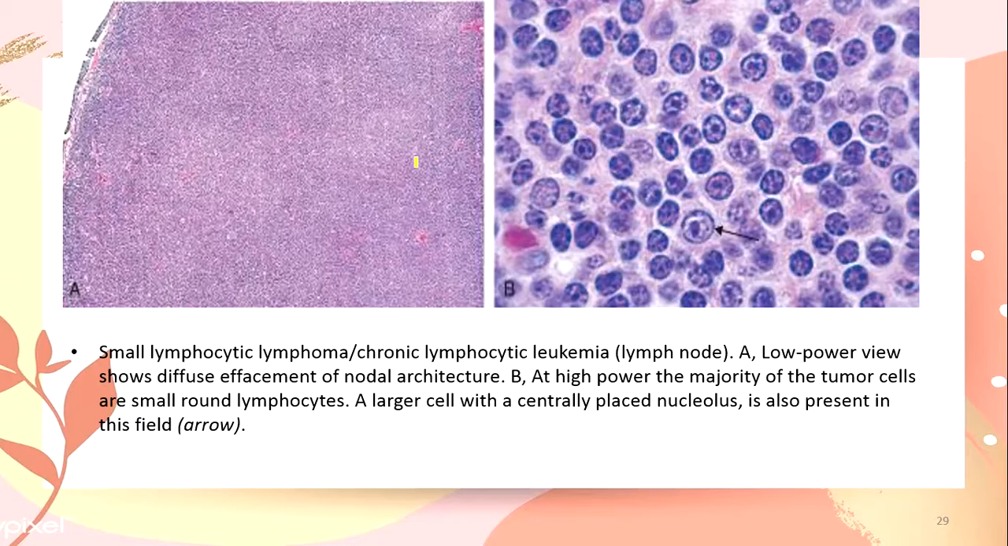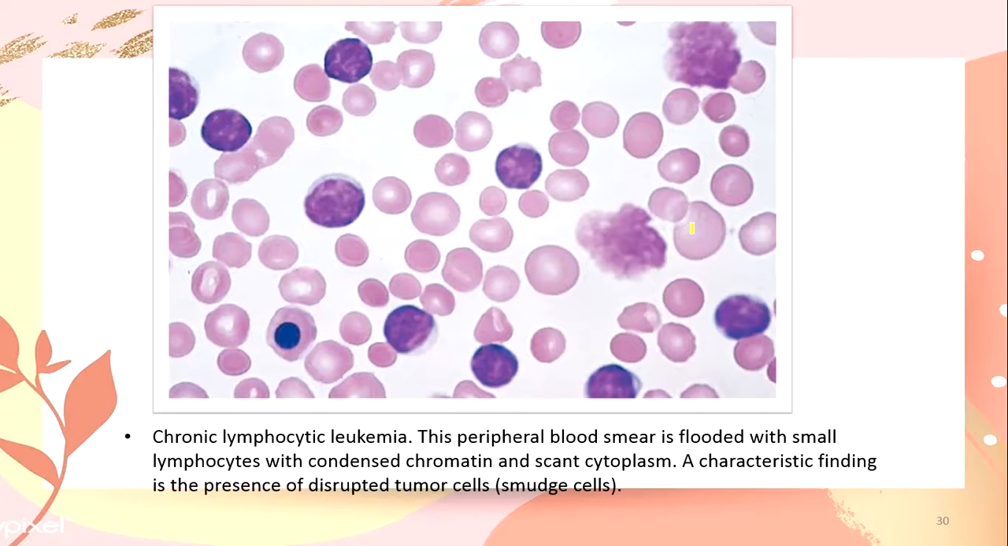On the left side, you can appreciate there is diffuse effacement of nodal architecture by a monotonous population of lymphoid cells. And on the right side, you can appreciate the majority of the tumor cells are small, round lymphocytes, and there is one larger cell with the prominent central nucleolus. This is peripheral smear in CLL, and here you can appreciate disrupted tumor cell, which is also called smudge cell.